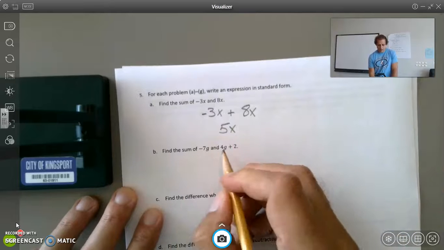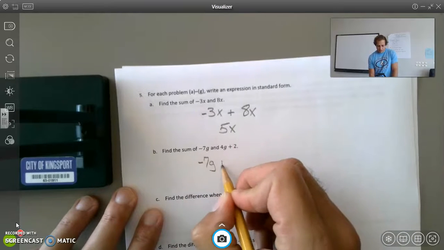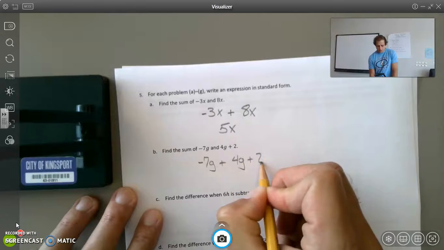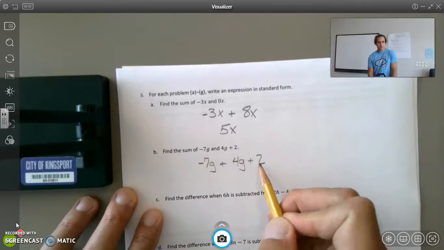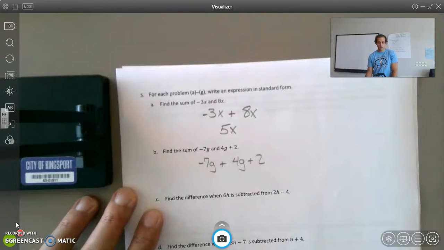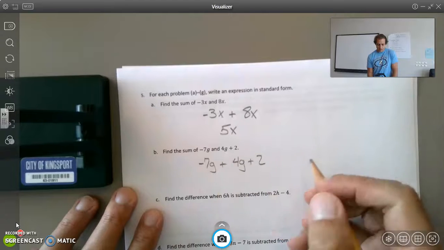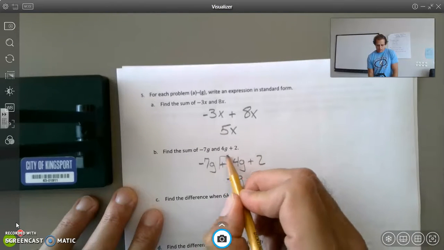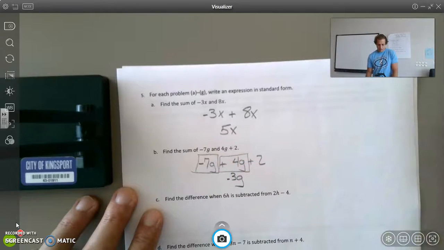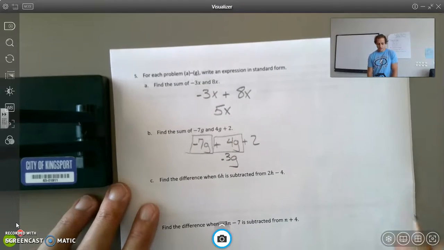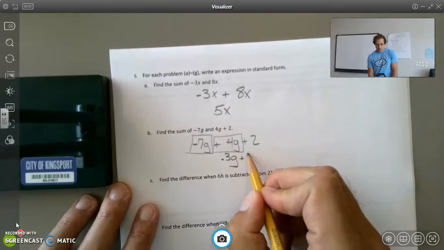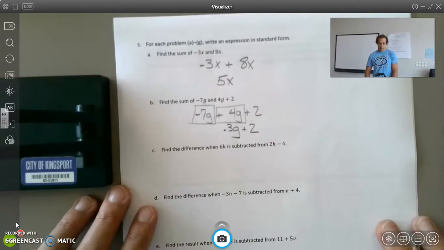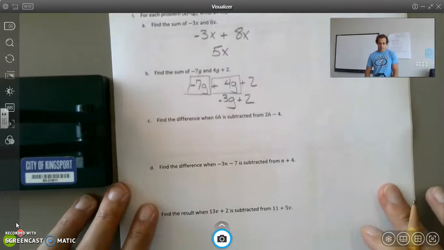The sum of negative 7g and 4g plus 2. This should be in parentheses, but since it's addition, I'm going to leave them off because addition is commutative and associative, and I can add in any order and any grouping that I'd like. So I want to do negative 7g plus 4g. That is going to be negative 3g. These have the same variable. They are like terms. There is no term like 2. It is the only constant, so my expression is negative 3g plus 2.